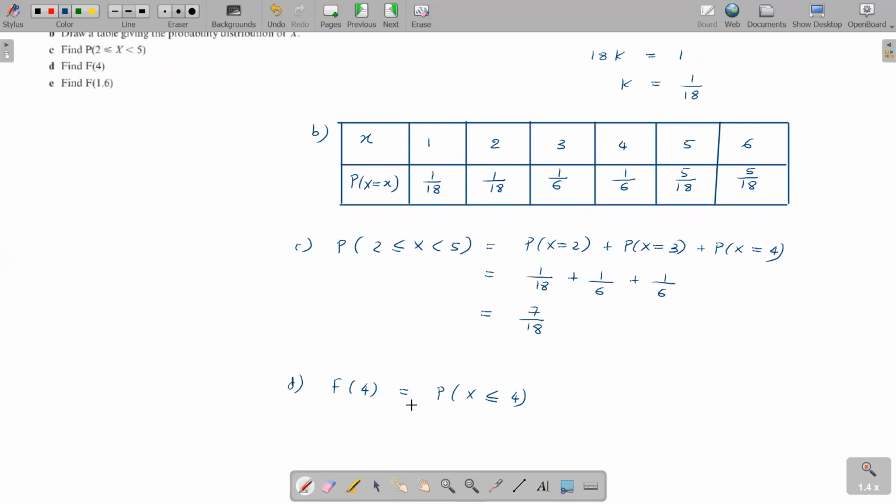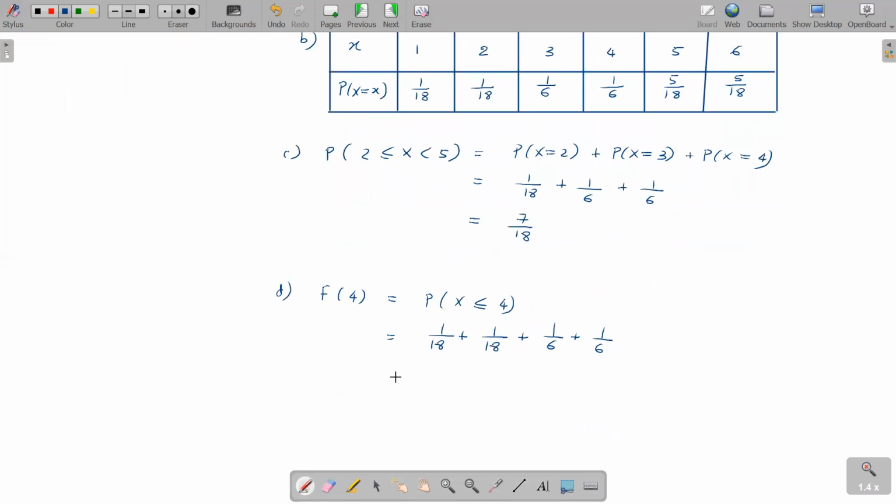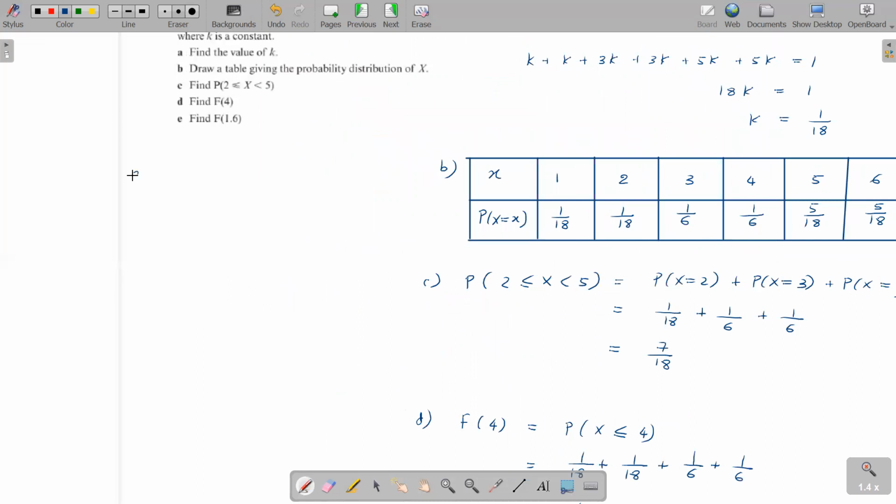So what are they? X equals 1 probability is 1 over 18. Are you with me? X equals 2 probability is 1 over 18. X equals 3 probability is 1 over 6. X equals 4 probability is 1 over 6. You add these 4 probabilities. Can I know the answer? 8 over 18, which simplifies to 4 over 9. The answer here is 4 over 9. Agreed?